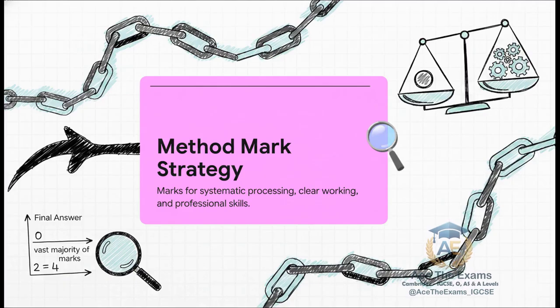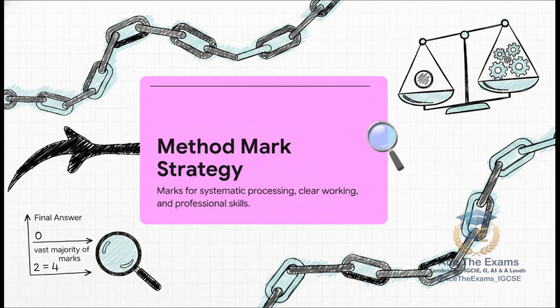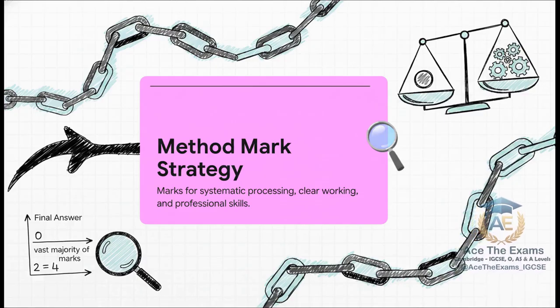If your calculator slips, but your method is flawlessly laid out, you still secure the vast majority of the points. But if you just confidently write down the correct final answer with 0 working, you get absolutely nothing. 0. You must demonstrate systematic processing. Treat your exam paper exactly like a chain of evidence in a court of law. If there's a missing link, the whole case gets thrown out.